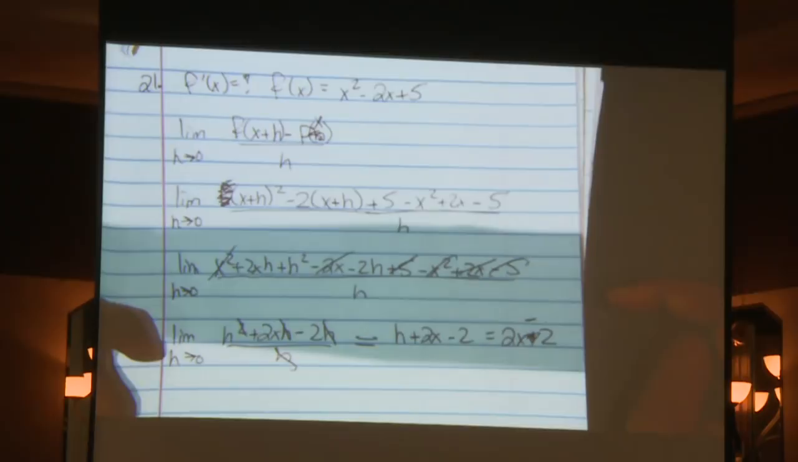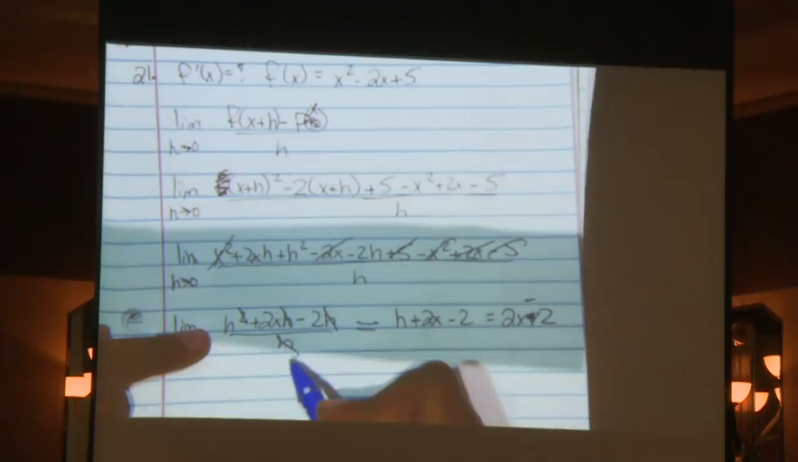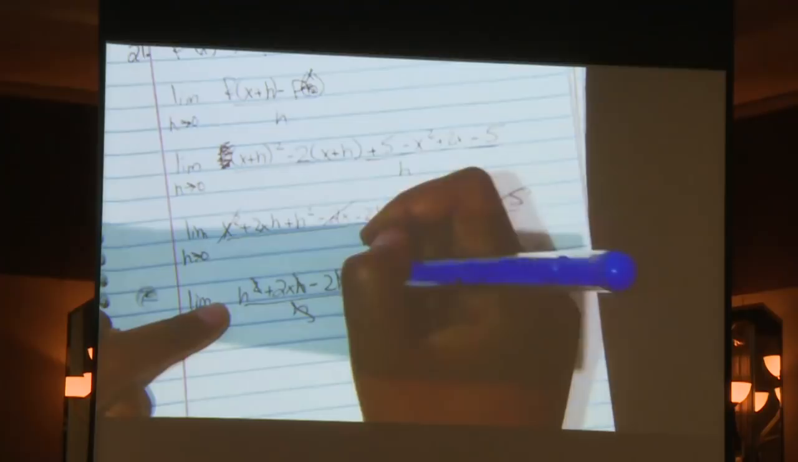So what I did here, I should have taken the extra step and distributed it. So I just took out and divided everything by h. Once I divided h squared by h, I ended up getting h. Once I divided 2x h by h, I ended up getting 2x minus 2. And then I divided 2h by h, and it ended up getting 2.